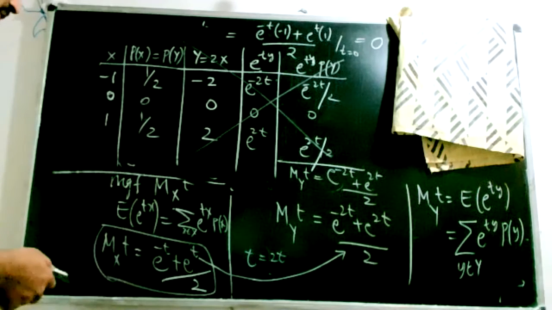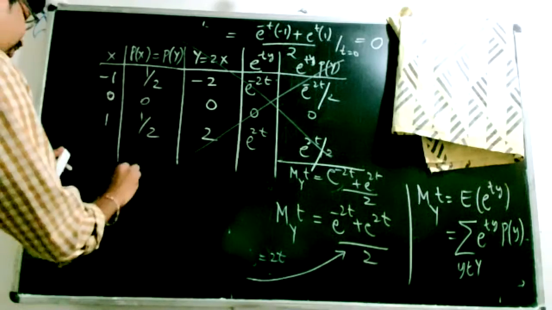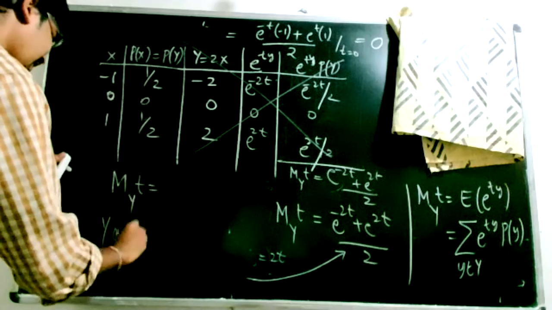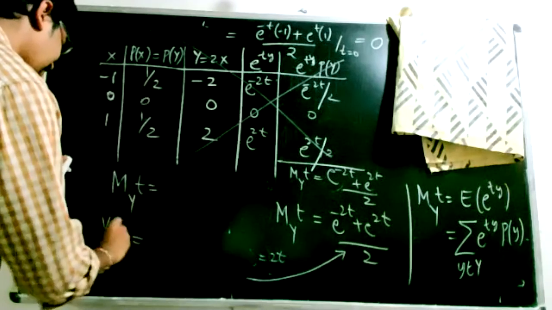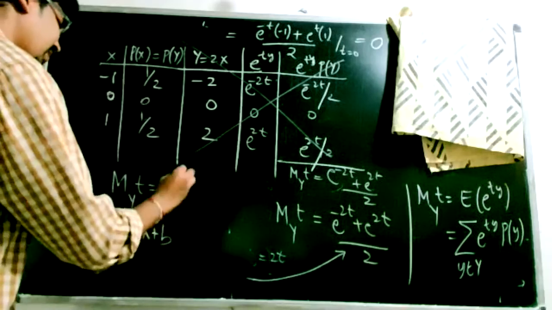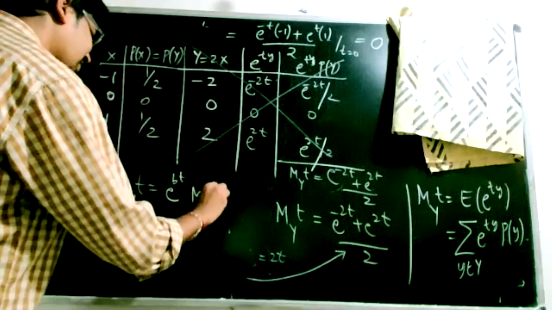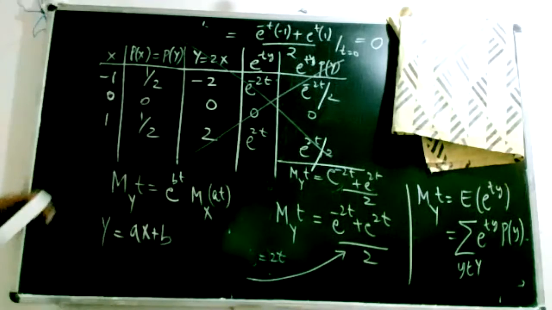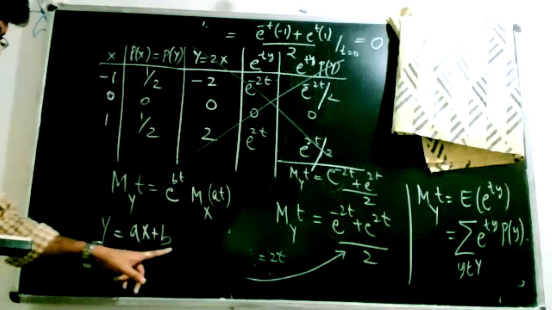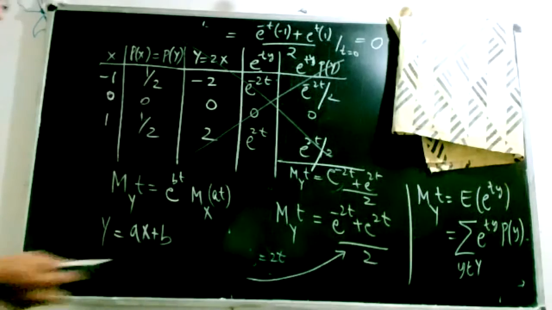Next, coming to the fourth property, it tells if you want to obtain the MGF of y, where y is equal to ax plus b, a linear combination of x, then that will be e power bt into MGF of x with t replaced by at. What it means is, if you already know the MGF of x, you can easily write the MGF of any y defined as ax plus b.